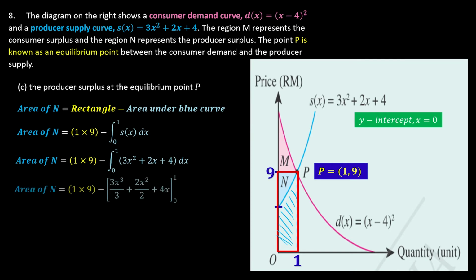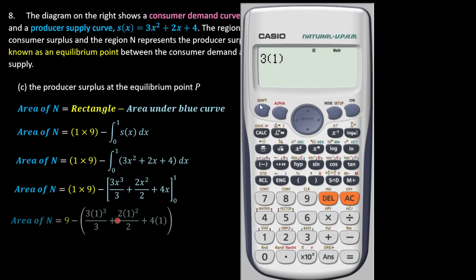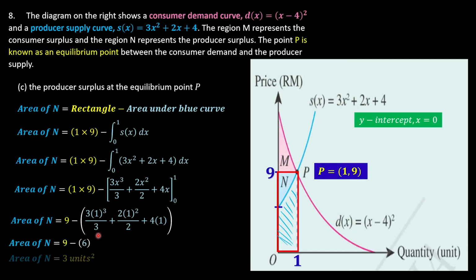Power increased by 1, divided by the new power, for every term in the equation. And we take the upper limit minus the lower limit. This is why you have something like this. Again, the lower limit is 0, so it will be minus 0, and the N is also 0. And if you put it into the calculator like this, then we have an answer of 9 minus 6, which is 3 unit square as our final answer, and we are done for these questions.